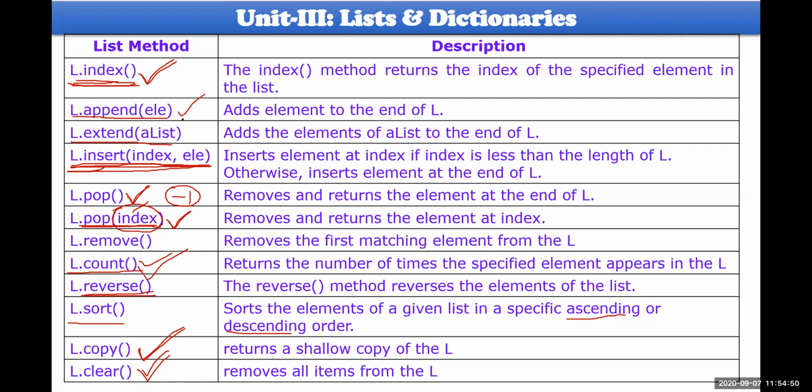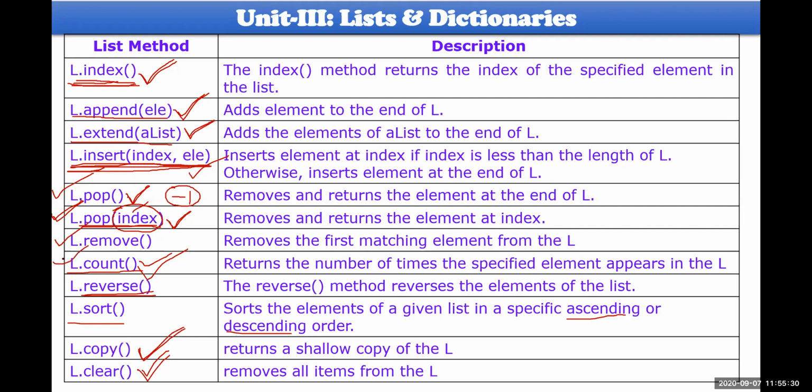Append adds a new element at the end of the list. Extend adds any iterable, any list or other, tuples or strings, to the existing list. Insert puts an element at a particular index, and pop removes the last element. At a particular location, the element will be popped or removed. L dot remove, list dot remove of element: if the element exists, it will be removed. Otherwise, it raises a value error.